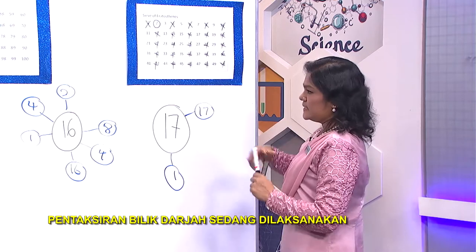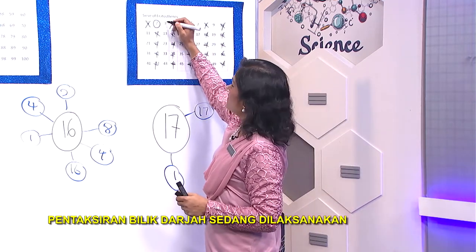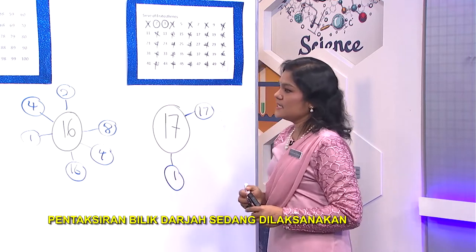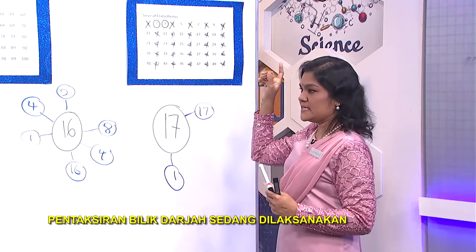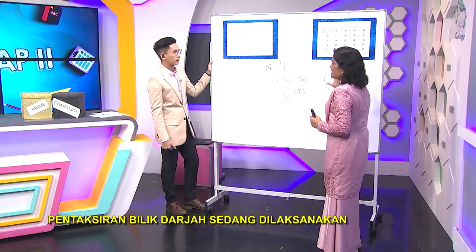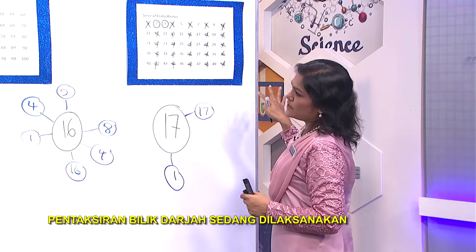Okay, so done. Third one, we have 3, right? Yes. Okay, as you said just now, 3 is also a prime number, and it is the smallest odd prime number. Okay. So we cross out all the multiples of 3 here.